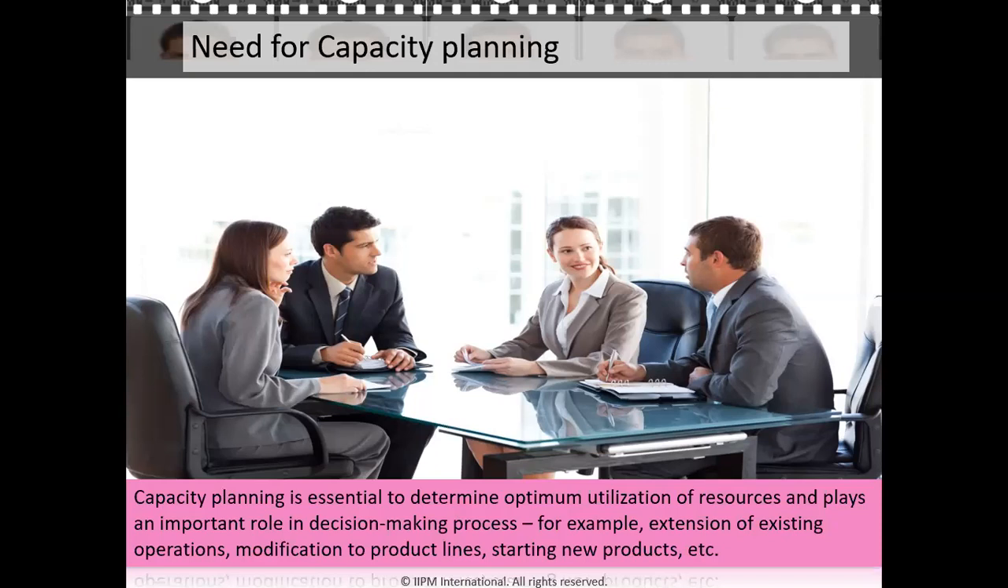Whenever time is defined, it is as good as saying the contract is defined. All right? So we must pay attention to understanding how process designs and product designs will be able to deliver the product to customers at specified periods in time. Need for capacity planning: capacity planning is essential to determine optimum utilization of resources and plays an important role in decision-making, for example, extension of existing operations, modifications to product lines, starting new products, and so on.